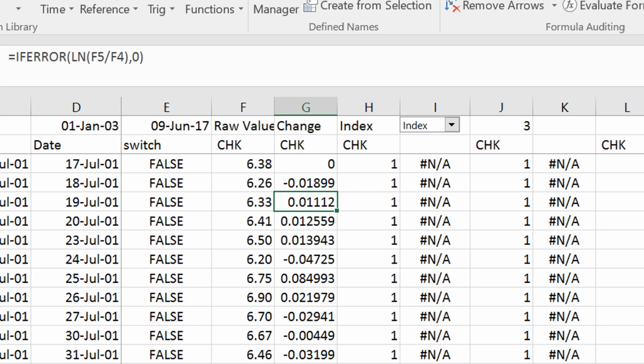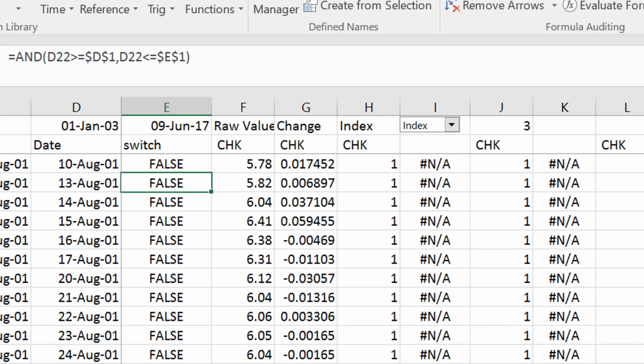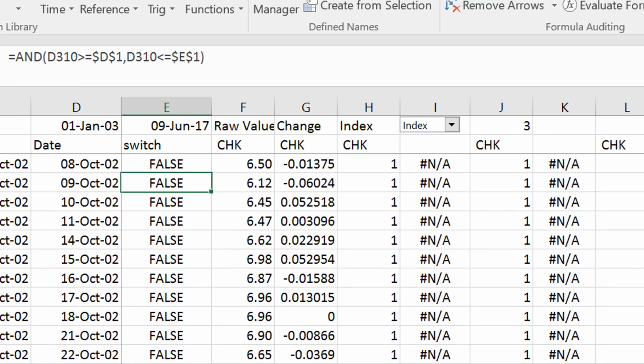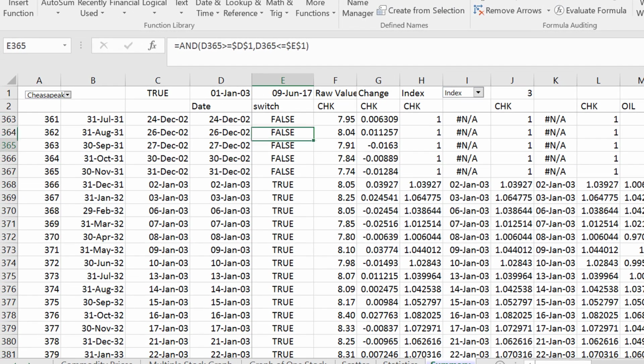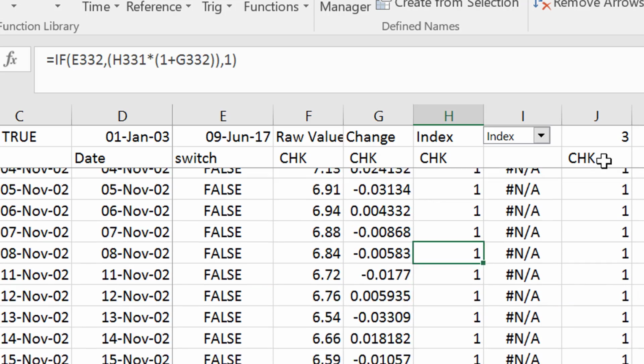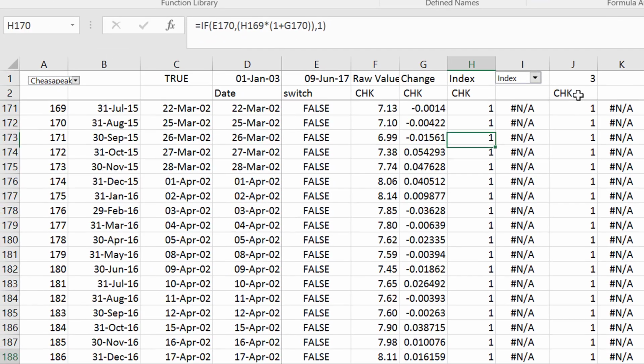And then, depending on when this little switch changes from false to true, I just start computing the index. And this is an if statement. If this is true, then take the last index times 1 plus the growth rate. Otherwise, just leave it as 1. So that's how mechanically you make a flexible index.